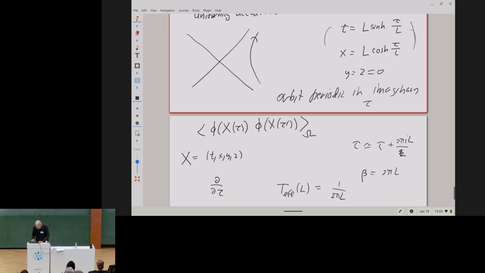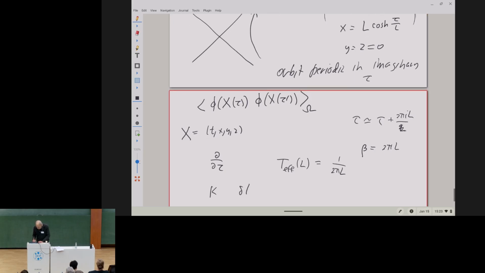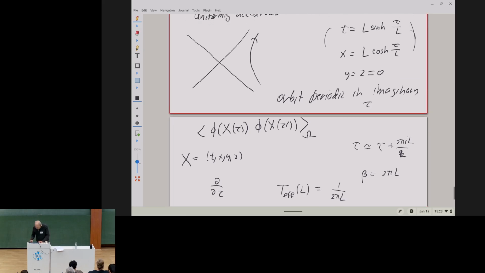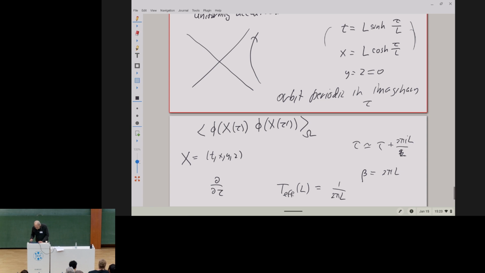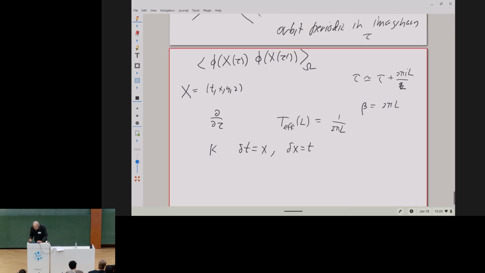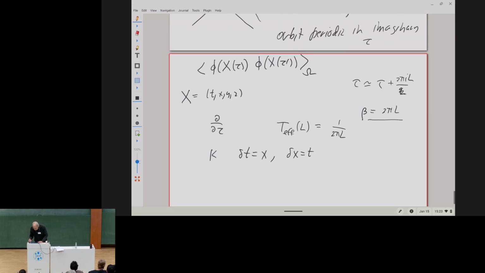So K acts by delta t equals x, delta x equals t. So I think there's an L between K and d by d tau. I'll make a mistake if I try to say which has an L relative to the other, but one of them does. So the temperature the observer measures is 1 over 2 pi L. That's what I said. Okay. And I did say that. But yeah, I think if you take the Hamiltonian to be K, then it would be 1 over 2 pi. Well, yes, I also said that.